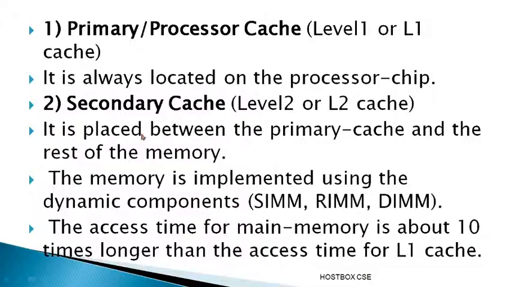Now, before going into this explanation, let's see some points here. The primary or cache memory is always located on the processor chip. The secondary cache, or level 2, is placed between the primary cache and the rest of the memory. The main memory is implemented using dynamic components like SIMM, RIMM, and DIMM. The access time for main memory is about 10 times longer than the access time for the L1 cache.